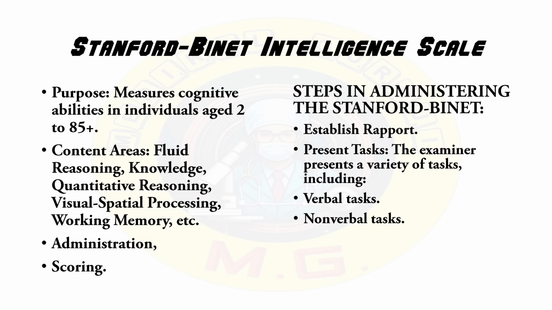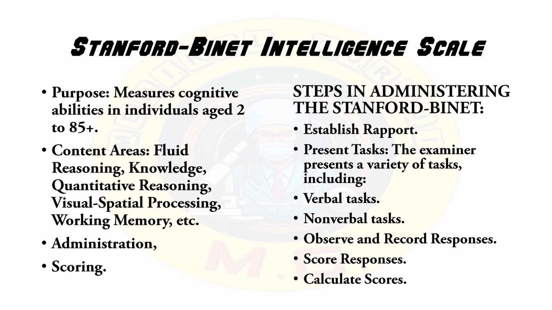Observe and record the responses. Score the responses according to standardized criteria and calculate the scores. Raw scores are converted to standard scores, which are compared to norms for the individual's age group. The second scale is the Wechsler Intelligence Scales.